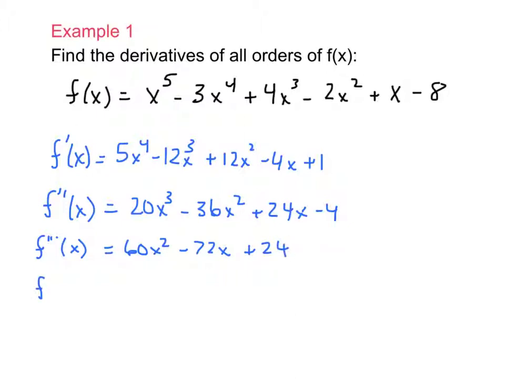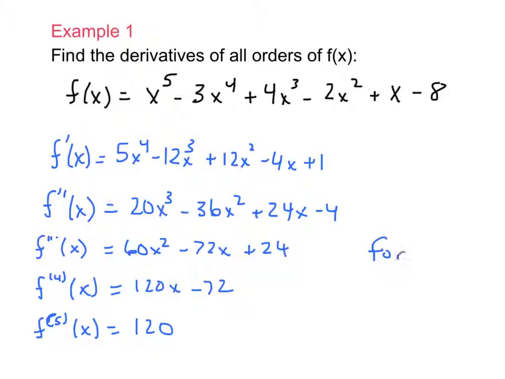The fourth derivative, which you'll typically see written as a little 4 in parentheses. I guess I should have told you that on the notation screen, huh? Once you get past 3, we'll start using the regular numerals in parentheses to indicate the derivative that we're on. So our fourth derivative is 120x minus 72. Our fifth derivative is 120. And then every derivative after that, so for n greater than or equal to 6, the nth derivative is going to be 0. So the sixth derivative is 0, the seventh derivative is 0, and so on. So we've covered all the derivatives of all orders of this function f of x.